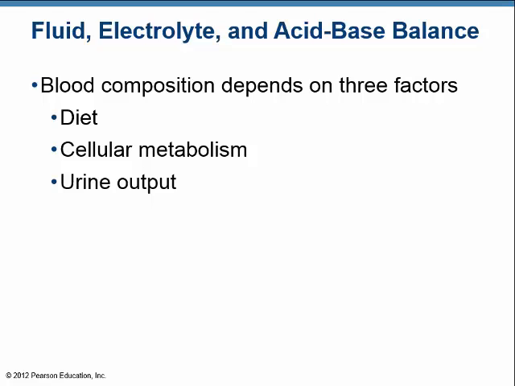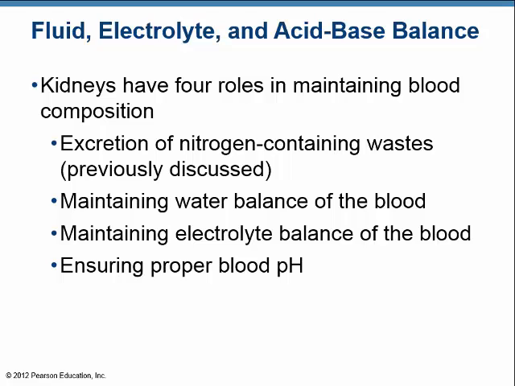Blood composition depends on what you eat, what your cells produce, and what you excrete. Kidneys have four roles in maintaining blood composition. They excrete the nitrogen-containing wastes, which are produced either from what you eat or from what your cells produce. They maintain the water balance by excreting excess or conserving when necessary. They maintain electrolyte balance, likewise, by excreting excess or conserving when necessary, and ensuring proper blood pH by excreting either acid or base, depending on the pH balance.